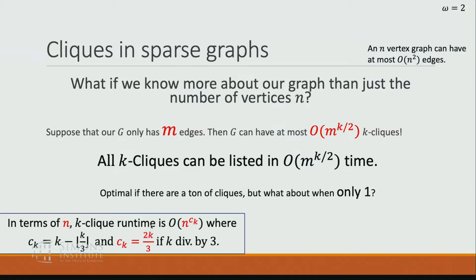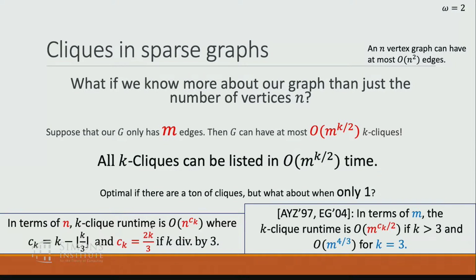And when the number of k-cliques is only 1, there's indeed a faster k-clique finding algorithm on the right. On the left, it's a reminder of the running time in terms of n, which is n to the c_k, where c_k is k minus floor of k/3. And on the right, the running time actually depends on c_k. So the k-clique running time in terms of m is m to the c_k/2 for k greater than 3 and omega is 2, and it is m to the 4/3 for k equals 3.